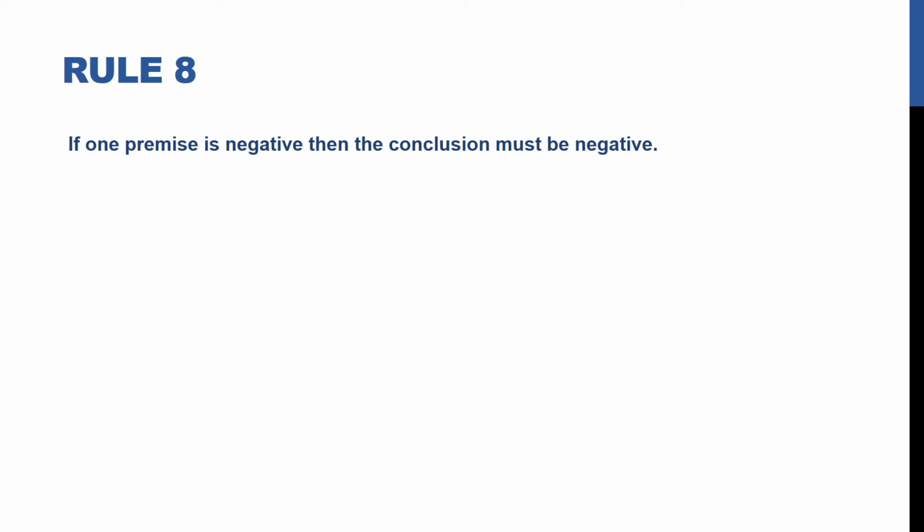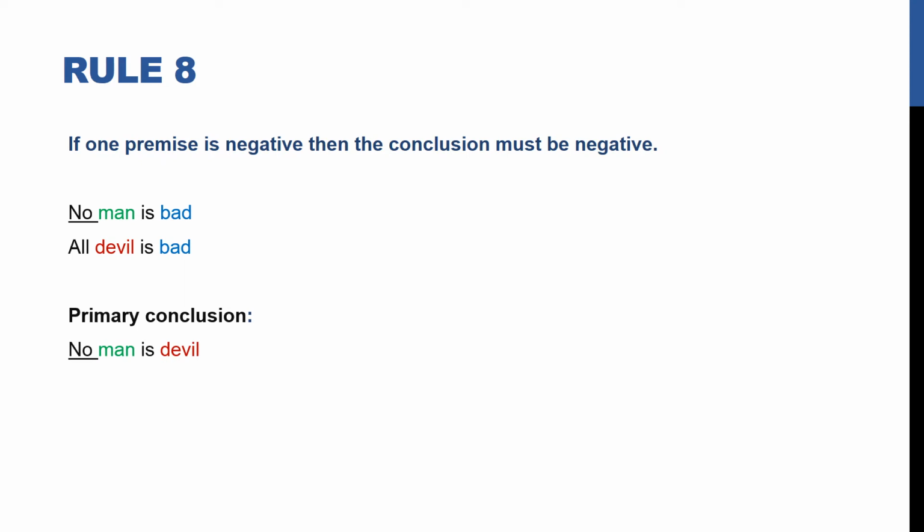According to rule number 8, if one premise is negative, then the conclusion must be negative. Example, no man is bad and all devil is bad. The primary conclusion is no man is devil. Now you can remember this rule by associating it with this simple rule in mathematics, which is a positive integer multiplied by a negative integer is equal to a negative integer.